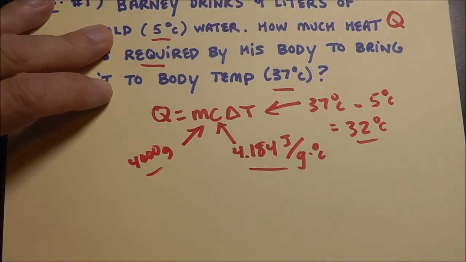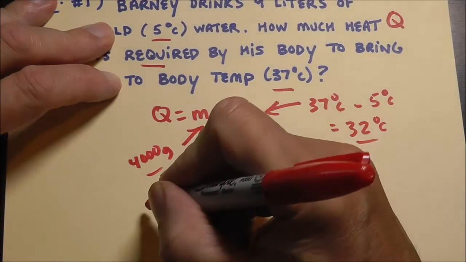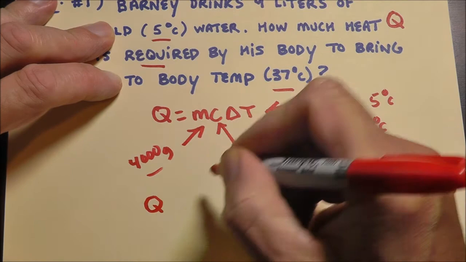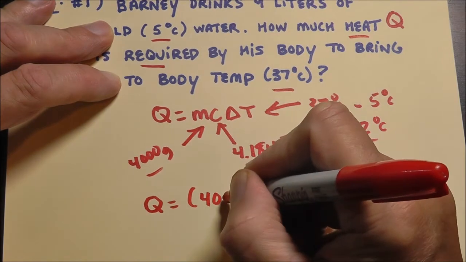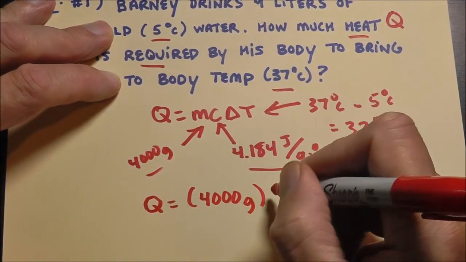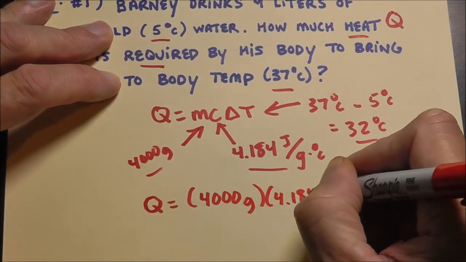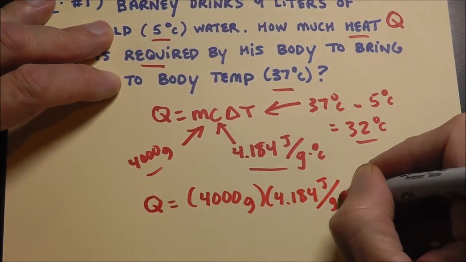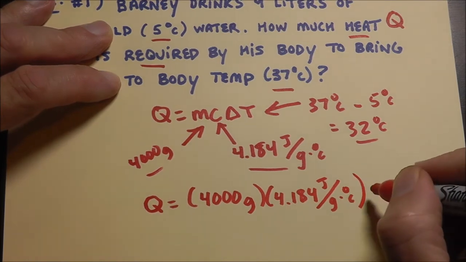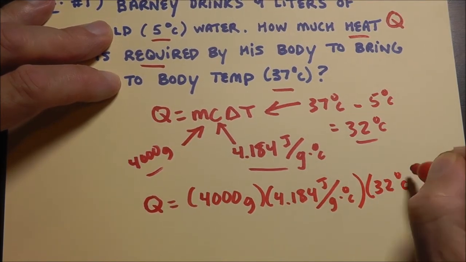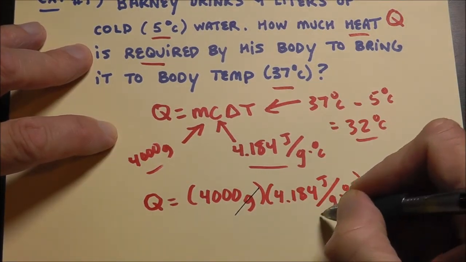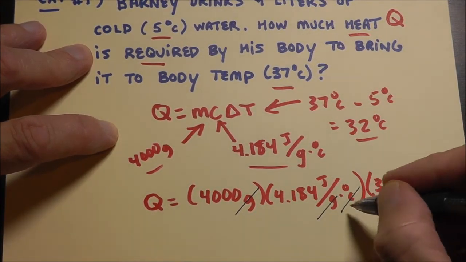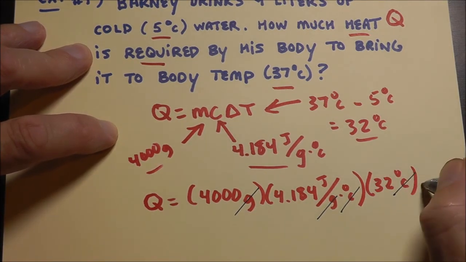Now I'm going to be real careful to make sure that I keep track of all the units. So Q is the only thing missing, and that's good because they say how much heat is 4,000 grams times 4.184 joules per gram per degree C times 32 degrees C. Now let's not rush it too much. Let's take a look at units and what they're going to do. Grams cancel. Degrees Celsius, down in the denominator, cancel. This is going to have units of joules.